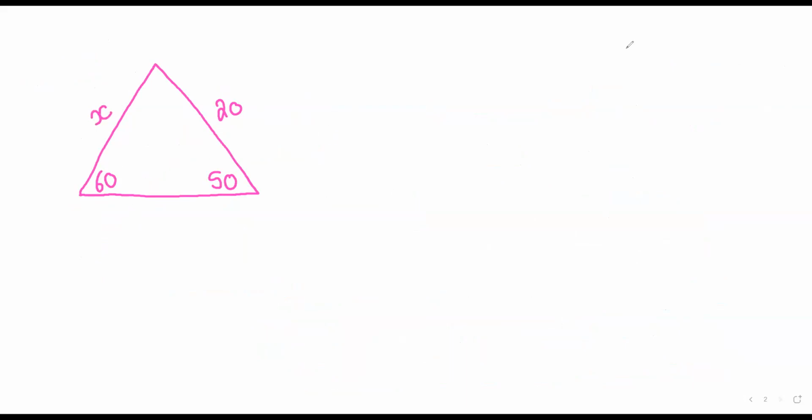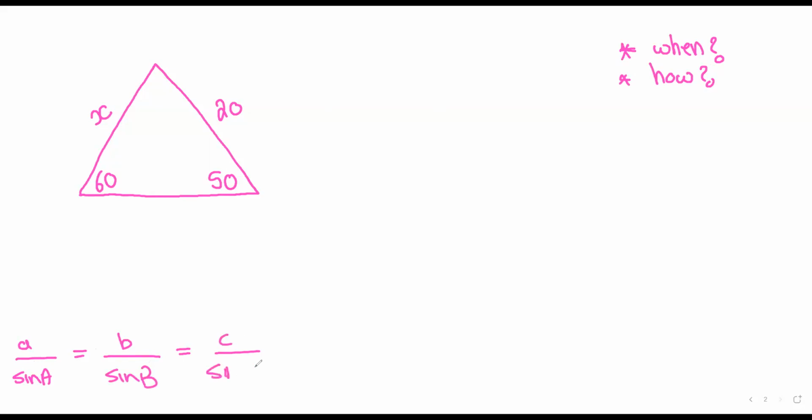Now, please focus with me, because we are going to discuss when do we use the sine rule and how do we use the sine rule. Let me put it here on the side so that it stays in front of us. We said A over sine A, B over sine B, C over sine C.